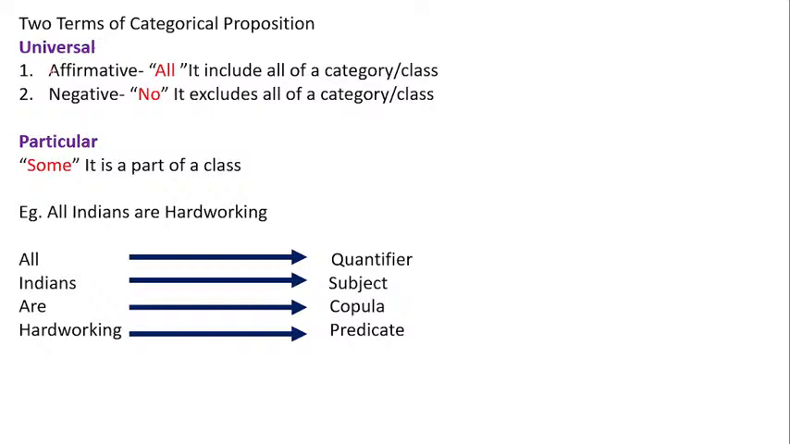And there are another two divisions of universal as well. One is called affirmative and the other is called negative. So when you see terms like all Indians are hardworking, it is a positive term, because we are talking about all the Indians. So whenever you see the word all, do you think it is a positive or a negative statement?